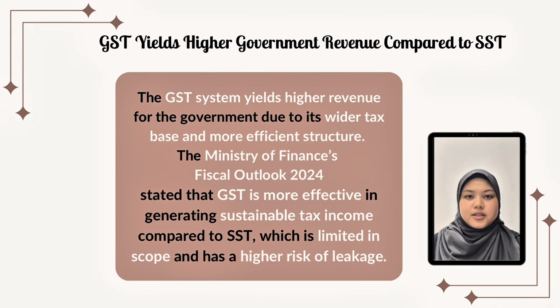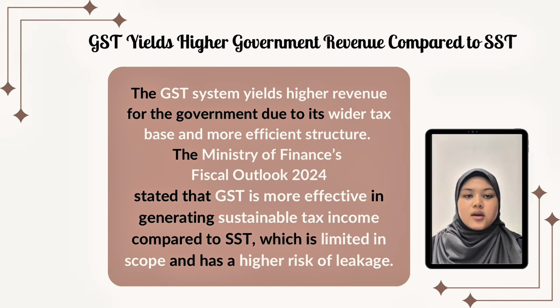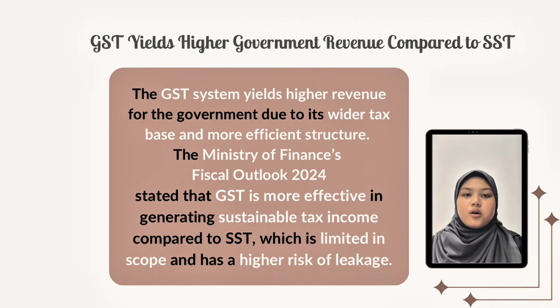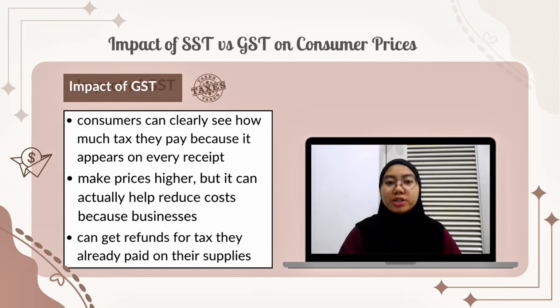Next, the GST system brings in more money for the government because it covers more goods and services and works more efficiently. According to the Ministry of Finance Fiscal Outlook 2024, GST is better at providing steady tax income than SST. This is because SST covers fewer items and is more likely to have tax losses or leaks. Under GST, consumers can clearly see how much tax they pay because it appears on every receipt. GST might seem to make prices higher, but it can actually help reduce costs because businesses can get refunds for tax they already paid on their suppliers. This system stops taxes from building up at each stage of production.